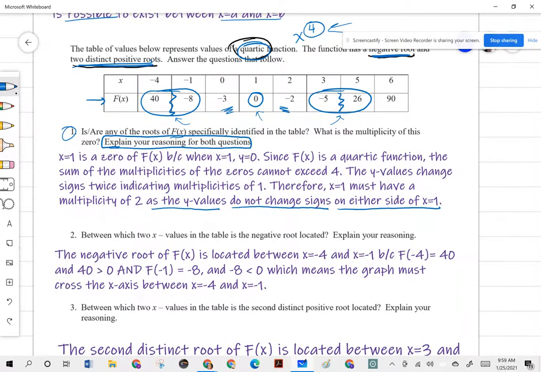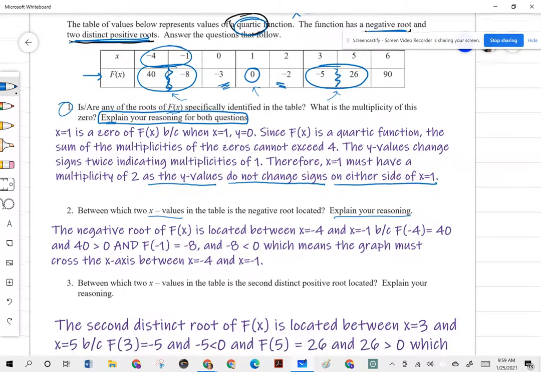All right, so it says between which two x values in the table is the negative root located? Well, we've got a negative root in between -4 and -1. So here's how we're going to explain our reasoning. The negative root of f of x is located between x equals -4 and x equals -1. Because f of -4 is positive 40 and 40 is greater than 0, and f of -1 equals -8, and -8 is less than 0, which means the graph must cross the x-axis between x equals -4 and x equals -1.